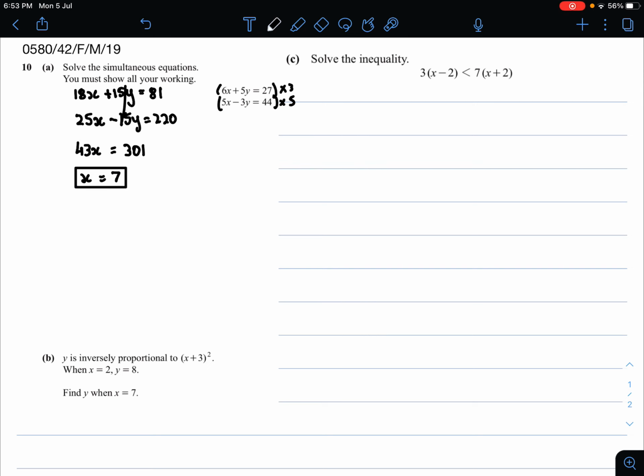Now let's find y. So you just need to substitute x in one of the equations. So 5 multiplied by x will give you 35, minus 3y is equal to 44. So therefore minus 3y, you can take the 35 to the other side of the equation. Positive becomes negative when you move it from one side of the equation to the other. So 44 minus 35 is equal to 9, and therefore y is equal to negative 3.